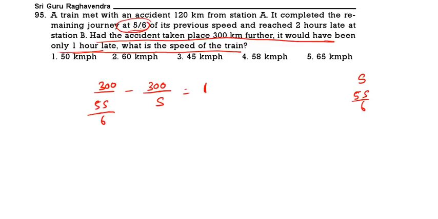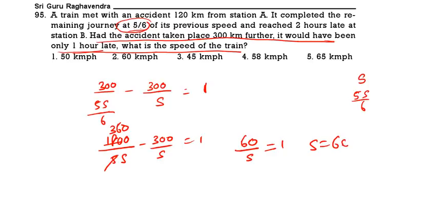Here we are taking the time difference. 300 by 5S by 6 minus 300 by S is equal to 1. Now 1800 by 5S minus 300 by S is equal to 1. 360 by S minus 300 by S, so we are getting 60 by S is equal to 1. S value is 60. So the speed of the train is 60 km per hour.